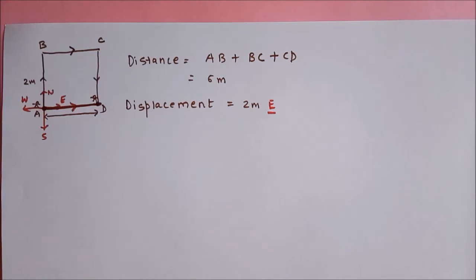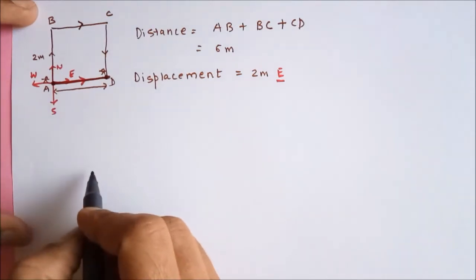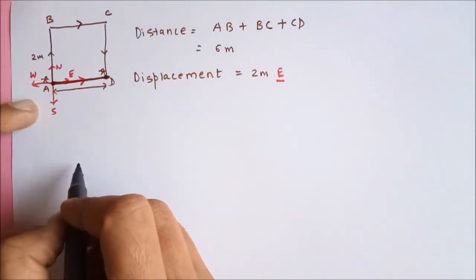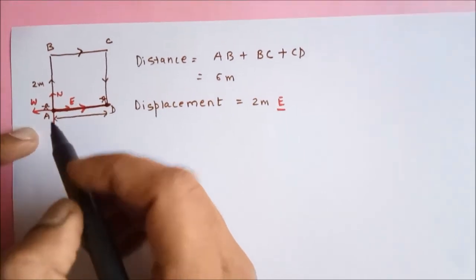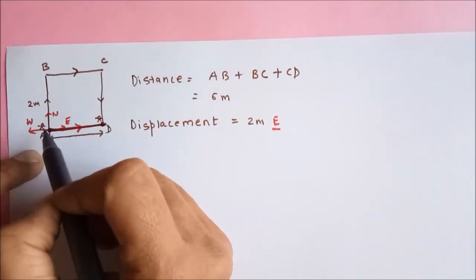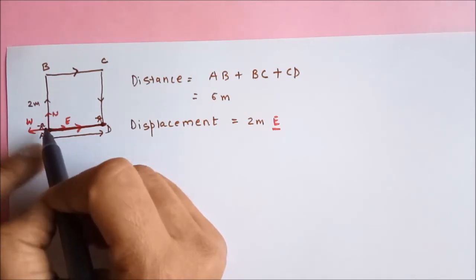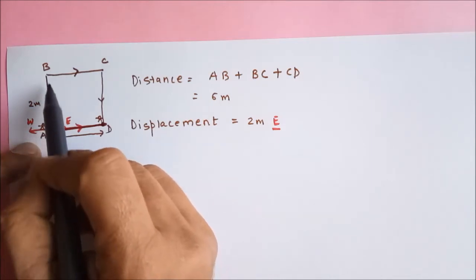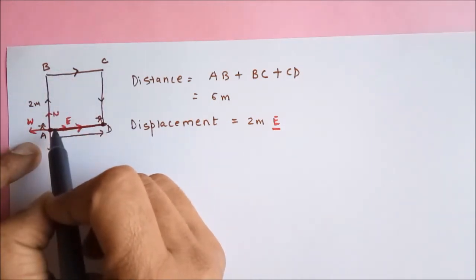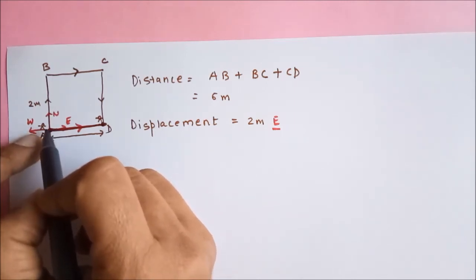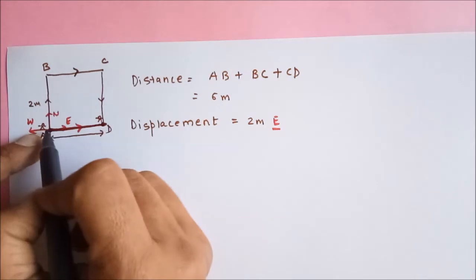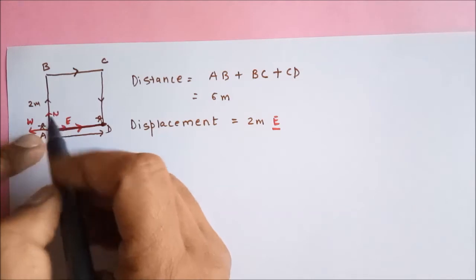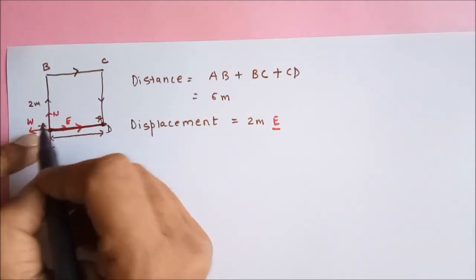Let us slightly move towards some more complicated problems, quite difficult than this one. Before beginning the next part, let us discuss one more point: if the starting point and the finishing point are the same, that means if a person starts from A, goes to B, C, D and again A, then the distance would be 2 plus 2 plus 2 plus 2, that would be 8 meter. But since the person is finishing the journey at the same point, the displacement would be 0. So when the starting point and the finishing point are the same, the displacement is 0.